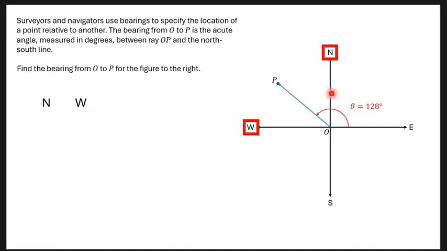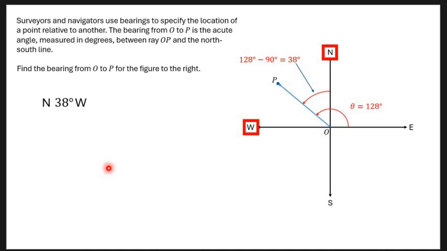Then all I have to do is find the acute angle measured from the north-south line. So I'm looking for that angle right there. And all I have to do to find that angle is take the 128 degrees and subtract away from it the right angle, 90 degrees. So I get that this angle is equal to 128 minus 90. That's a 38 degree angle. So to complete the bearing, the third part is going to be that acute angle measured from the north-south line to the terminal side of the angle here. So the bearing here would be north 38 degrees west.